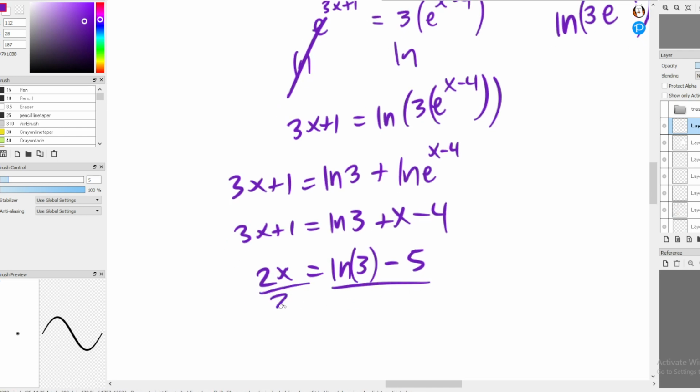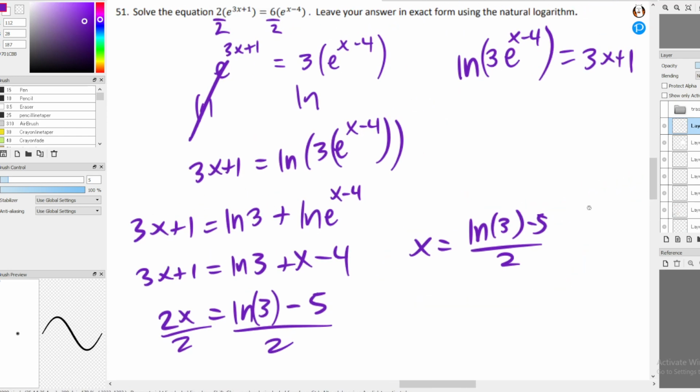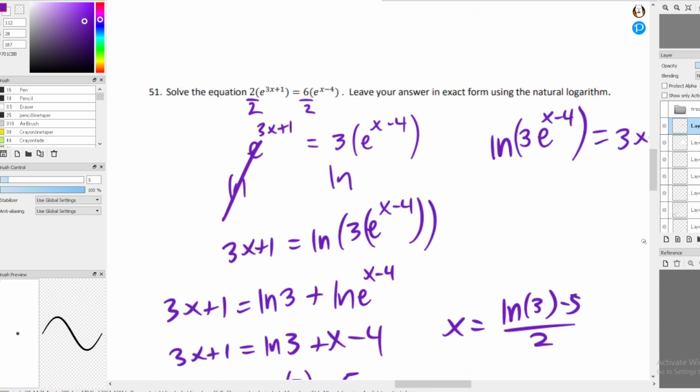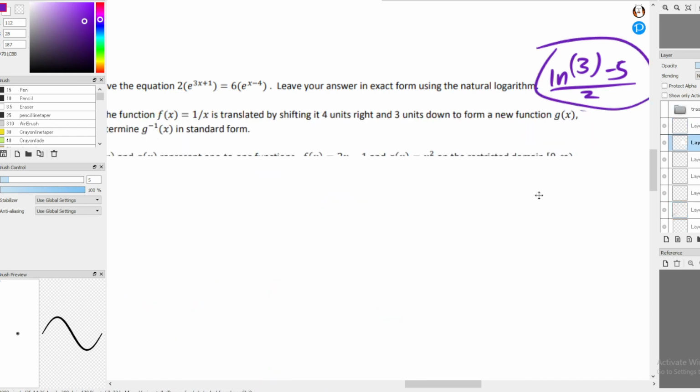Now we just divide both sides by 2. We'll get x is equal to ln 3 minus 5 over 2. That would be your answer for this equation. It's gross. That's as far as we're going to go with it. And I don't know if you'll see something like that, but I can't say for certain. So ln 3 minus 5 over 2 is your answer for this one. Woo, that was a long one.